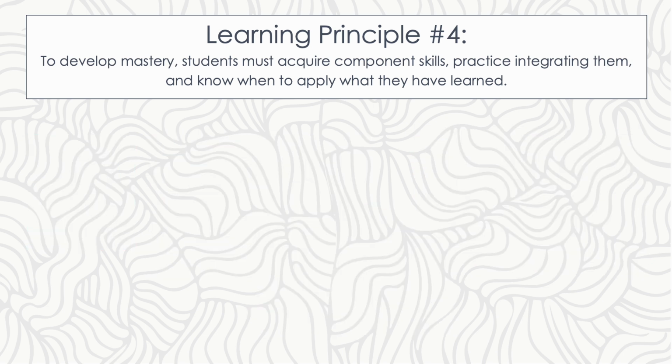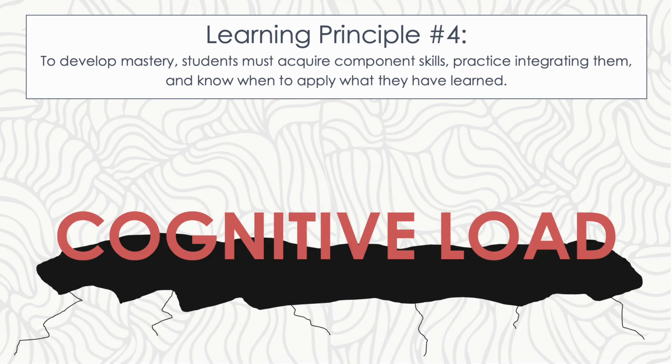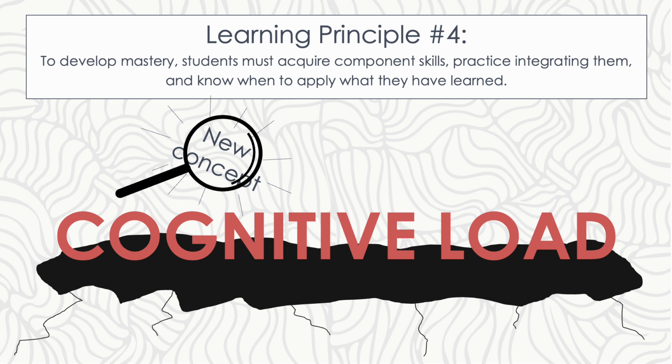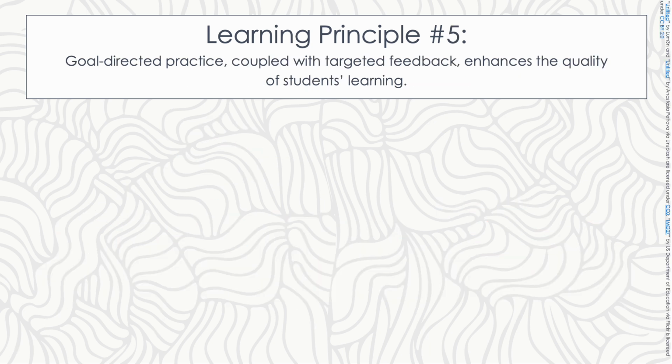The principle of learning component skills is related to the concept of cognitive load. When a concept is new, it needs to be the focus of one's exploration. Trying to understand too many new concepts together all at once can lead to cognitive overload, which results in confusion, and does not result in learning.